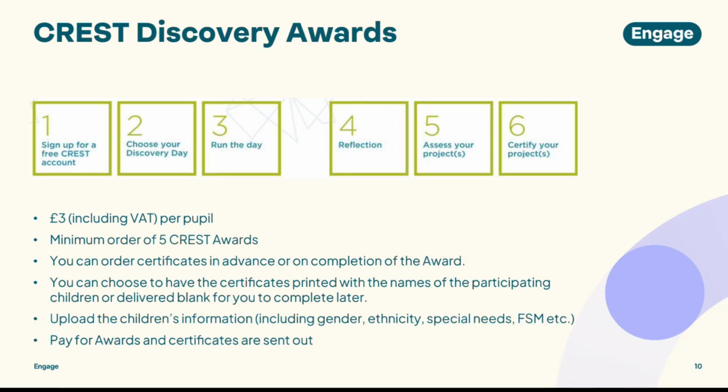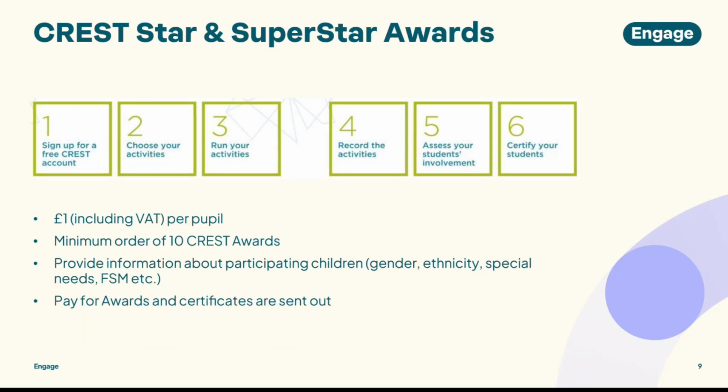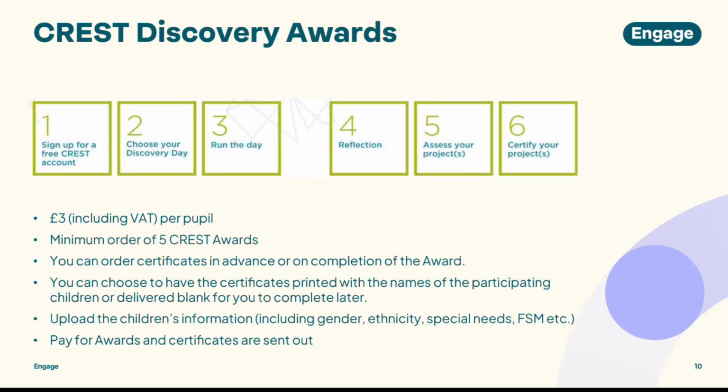It's slightly different for the Discovery Award. The cost is different. You also need to have a minimum of 5. I should have said for the Superstar and Star, you need to have a minimum order of 10. But often you'll either be running it in the class, in which case it'll be more than that, or usually a club will have probably 12 to 15 people in it. So for the Discovery Award, the minimum is 5.